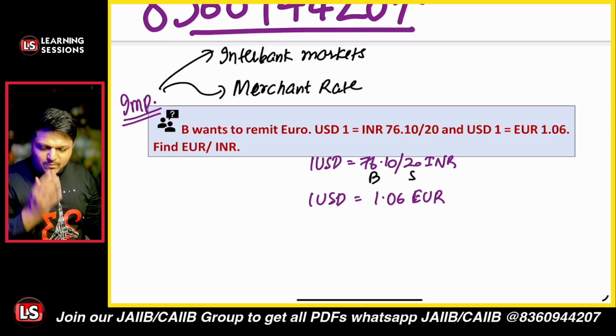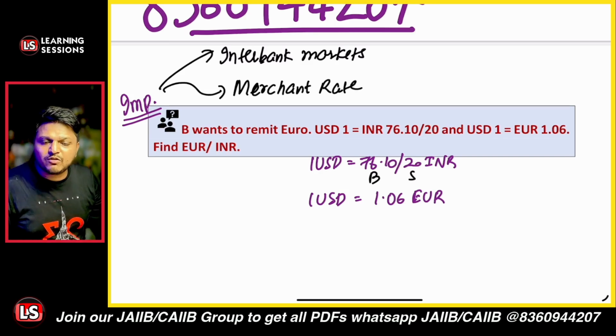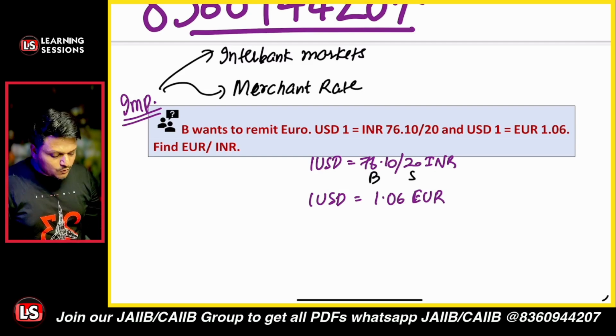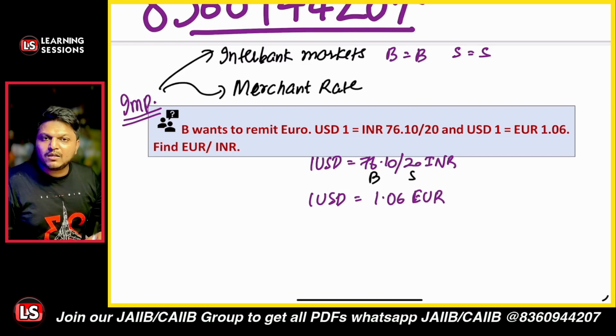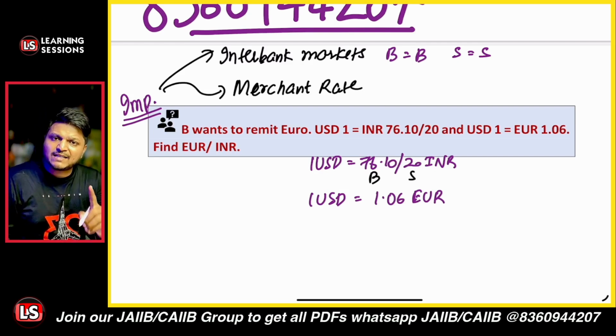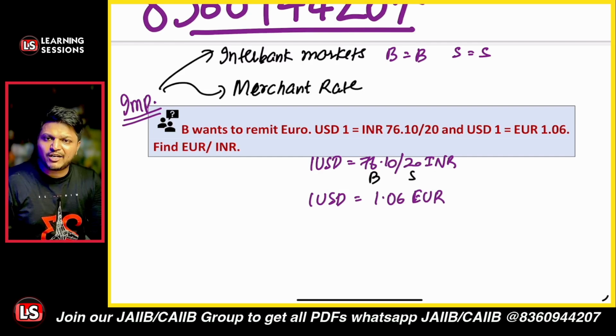Now let me write the things for you, which will make the questions much easier. So for the interbank market rate, the buying rate is the buying rate and the selling rate is the selling rate. So when the banks are dealing with each other, and there is no reference related to the customers in the question, we'll be using the buying rate as the buying rate and the selling rate as the selling rate.